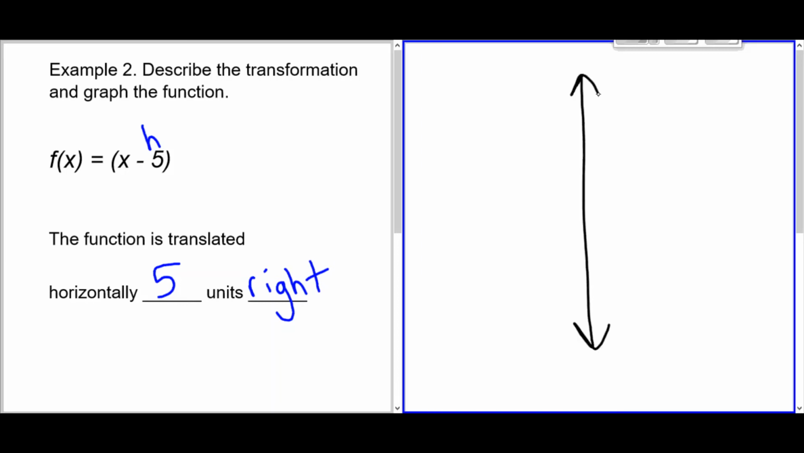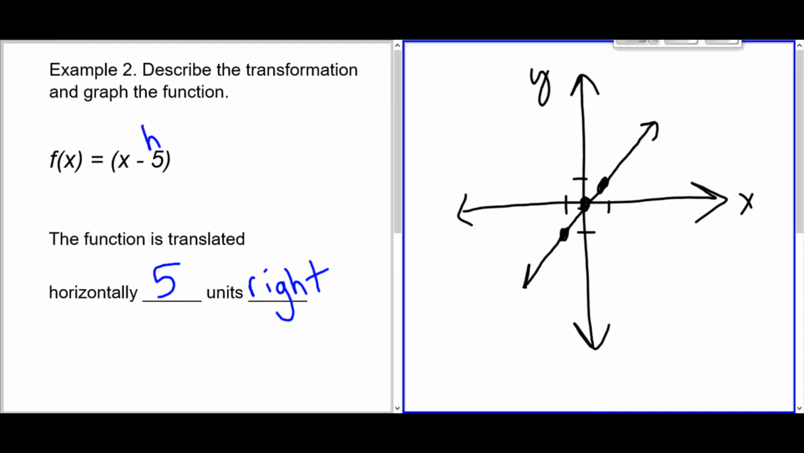So when you're graphing and you have just the horizontal translation, you will want to use the parent function and then just move it left or right. So remember, those ordered pairs from the parent function were (-1, -1), (0, 0), and (1, 1). So this was the parent function that I'm drawing in black. The new function I'm going to do in blue. So I'm going to move it 5 units to the right.